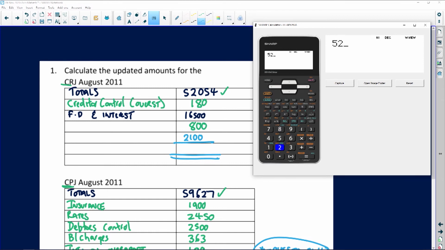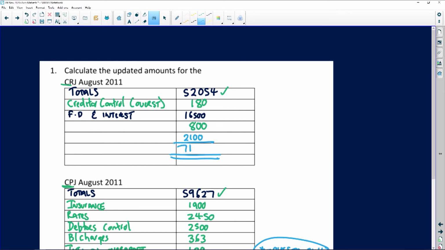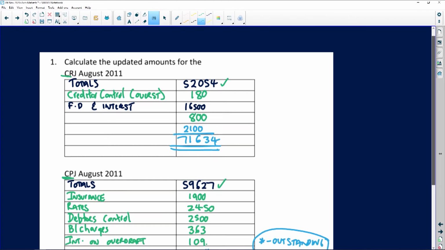So I've got 52,054, and I'm obviously adding 180 plus 16,500 plus 800 and then plus 2,100, and that should give us an amount of 71,634. So 71,634.